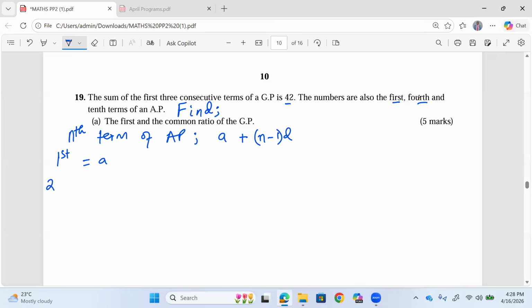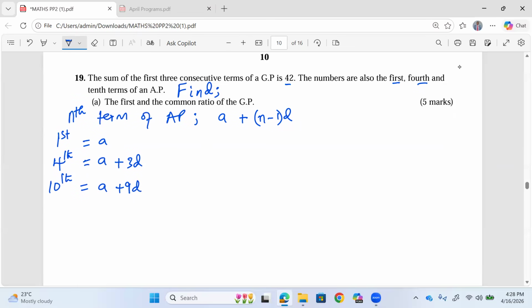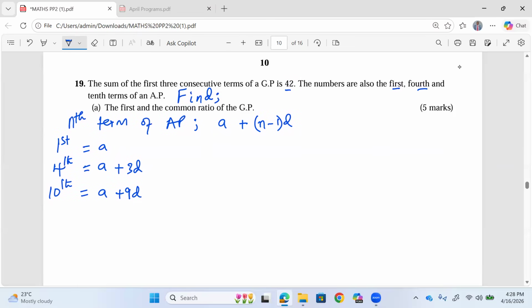The fourth, let me record the fourth for you. The fourth equals a plus 4 minus 1, then times d. And the 10th equals a plus 10 minus 1 times d, which is 9d. So now we have the first, the fourth, and the 10th terms of the AP in expression form.